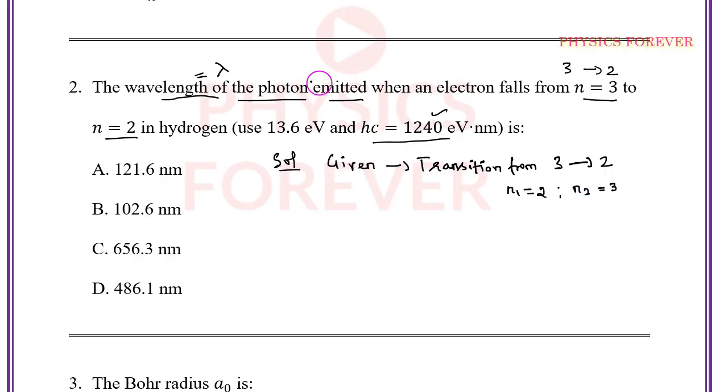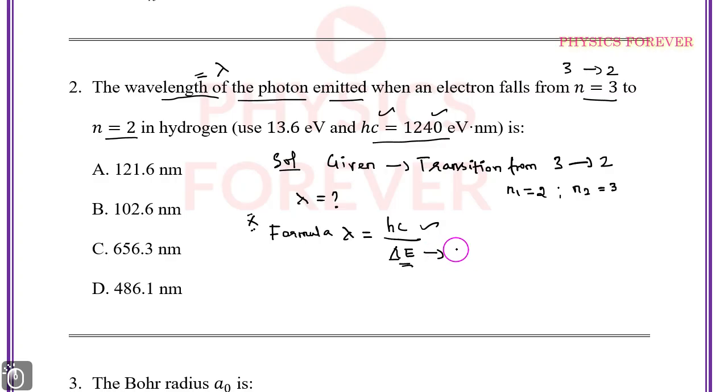So they are asking for the wavelength. To find wavelength, what is the formula for wavelength? Lambda is equal to hc by del E. This is the important one, we have to memorize or remember this one. The hc value is given in the question itself. Okay, so we have to find this del E. What is this del E? That should be the energy difference.